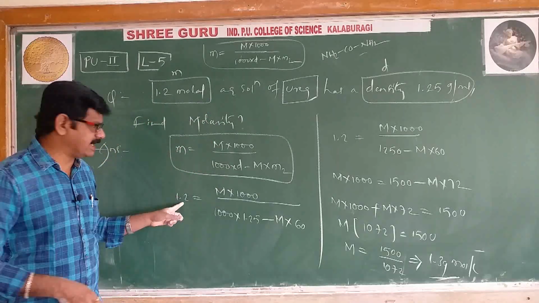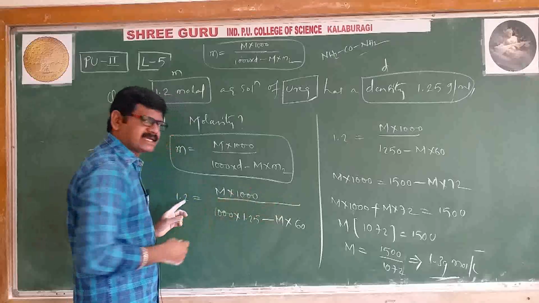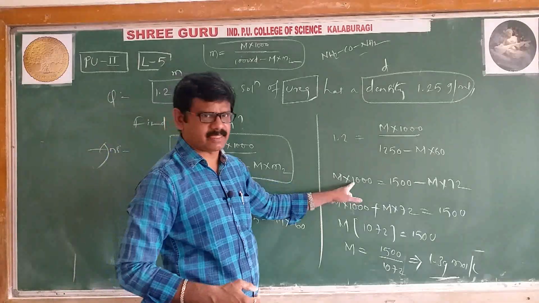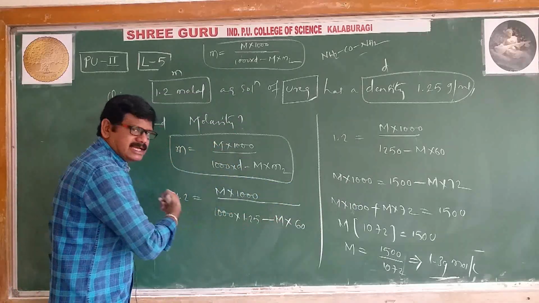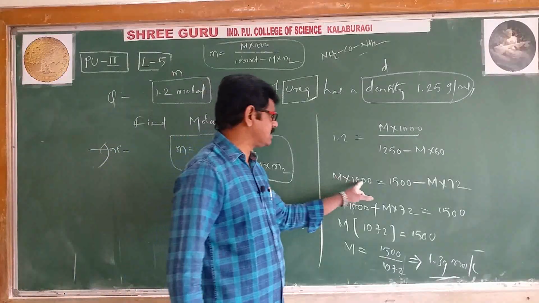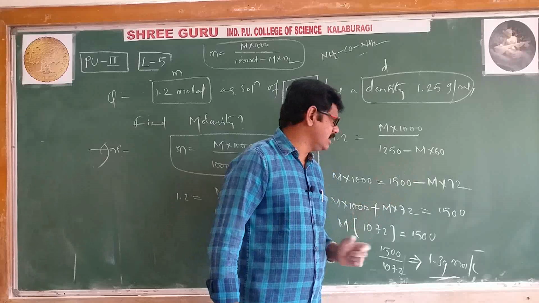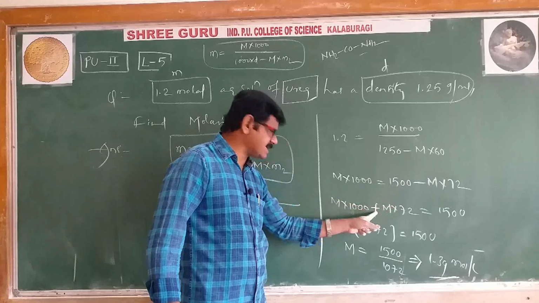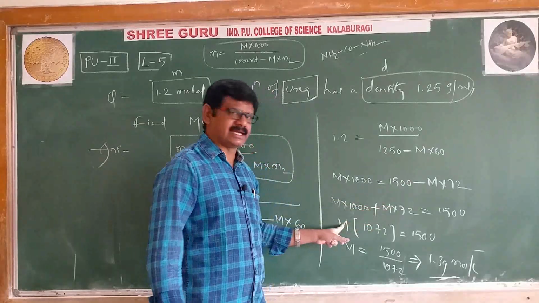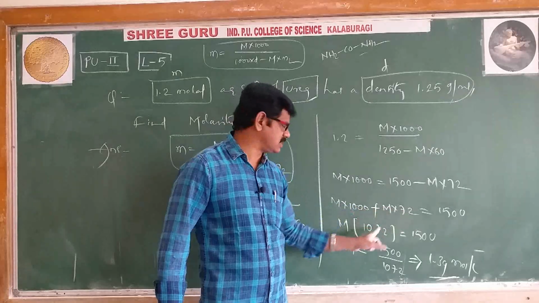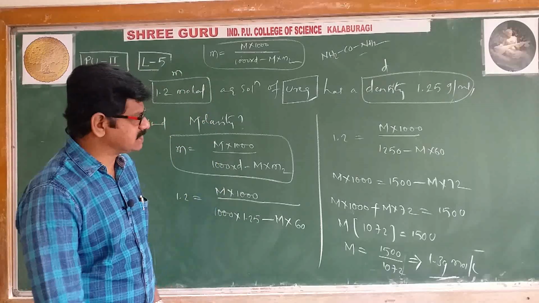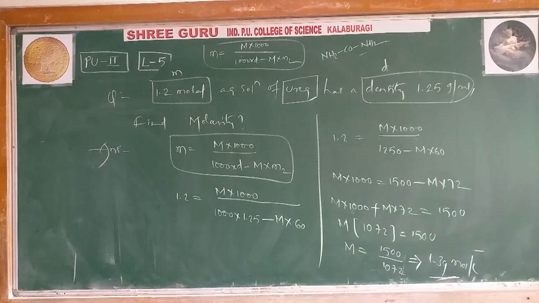We'll use the formula. Molality is already given, capital M we are calculating. If you substitute and calculate, then M into 1000 we bring to the LHS, and for the remaining terms we do a cross multiplication. Here the molarity term is there, here also the molarity term is there, so we bring this term to the LHS, minus becomes plus, and we take molarity common. 1000 plus 72, 1072 equal to 1500, so molarity equals 1500 divided by 1072, which is nearly 1.39 mole per liter. Right.